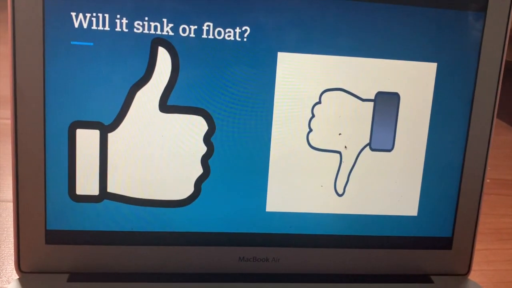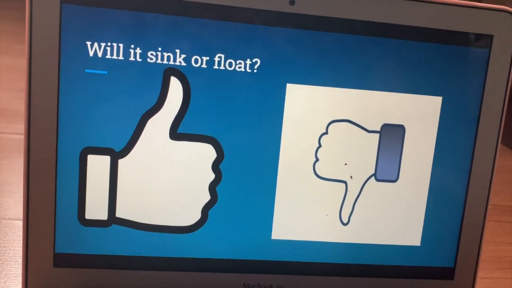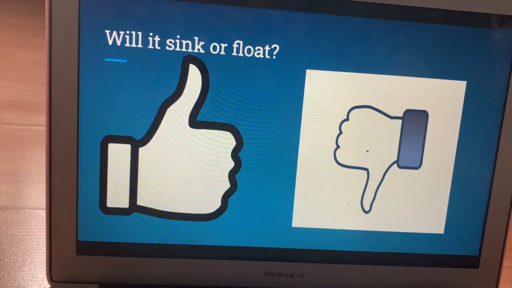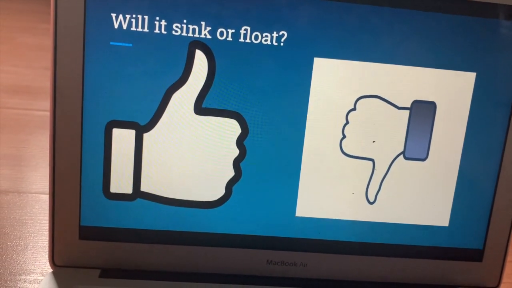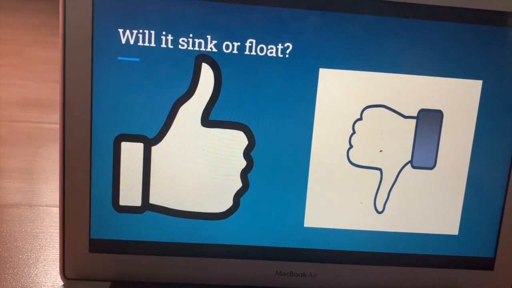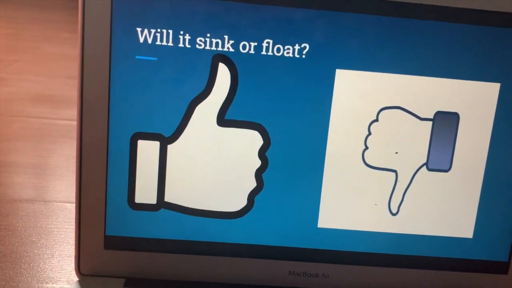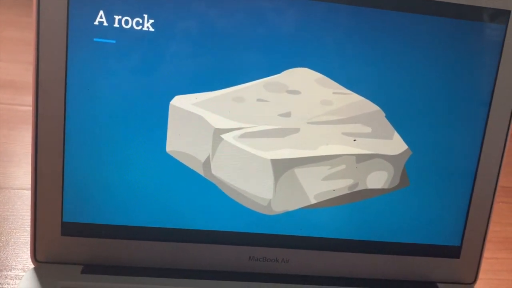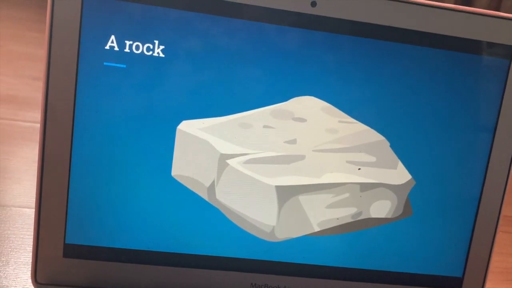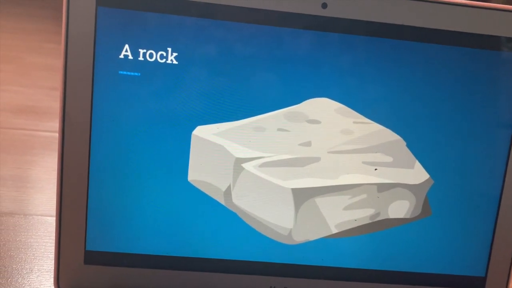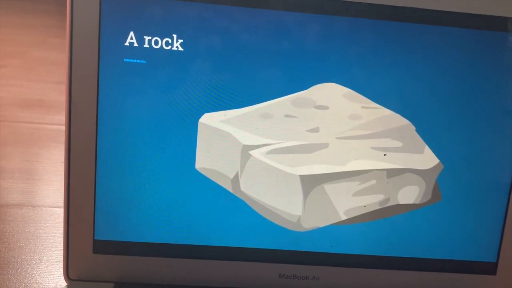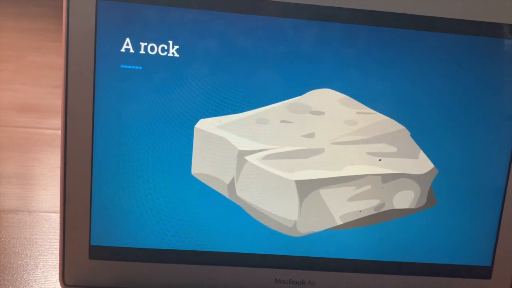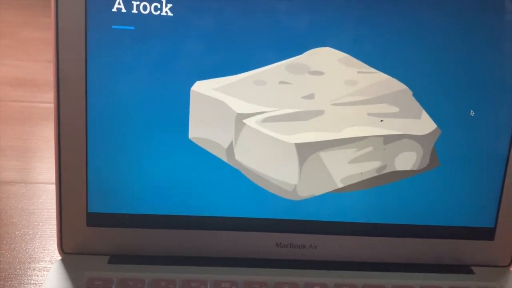Alright, so now I want to see what you guys learned about these different topics. I want you to see if you know if it sinks or floats. So if it sinks, I want you to put your thumbs down. If it floats, I want you to put your thumbs up. A rock. Do you think a rock will sink or float? Is the rock's density more than the water or less dense than the water? You should be putting your thumb down. The rock will sink in the water. The rock is more dense than water.